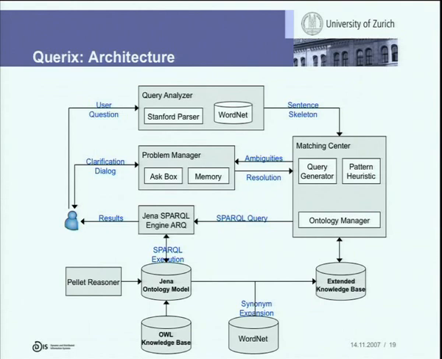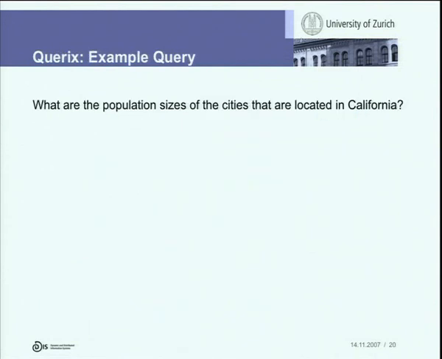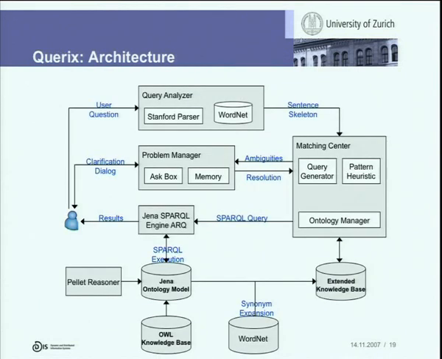So let's see how this works, just very quickly. Again, from the bottom, this is not as nicely animated, so I'll have to step in here. So we take the knowledge bases that we have, we take a reasoner, we read it in, we reason about it, we do a WordNet expansion again on the synonyms, etc., and store everything in this extended knowledge base. Then we take the query that's entered and we analyze it using a full NLP parser, in this case the Stanford parser. And then what we have is a sentence structure.